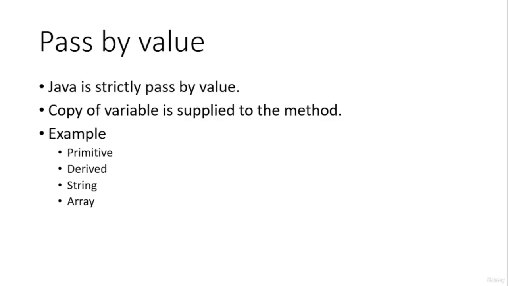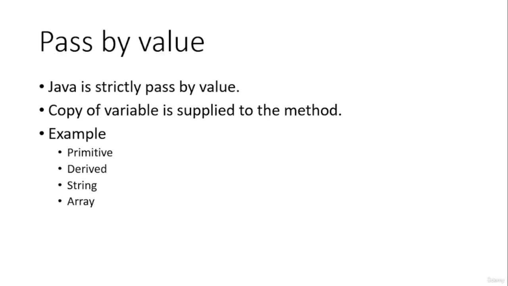So let us discuss it. Java strictly follows pass by value. When you create a new function and pass a variable as a parameter to the function, a copy of the variable is provided to each method. We often confuse method and function. In Java, everything is called a method. In other languages, they are called functions.